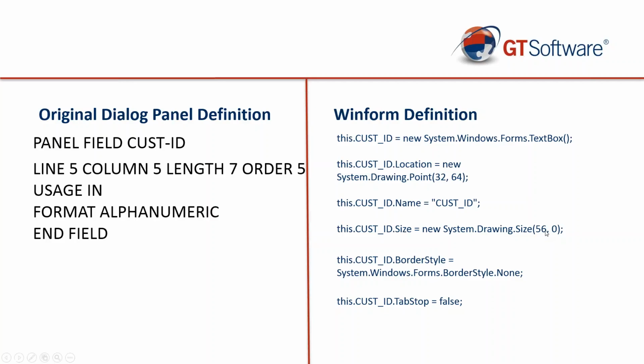We're specifying a size element. We're defining what a border style is. We're using an object, a System Windows Forms text box. And those are things that are standard as part of WinForms. So if you have 100 panel definitions, they're all going to follow this same pattern. So once you get the pattern, it's really very easy to follow.